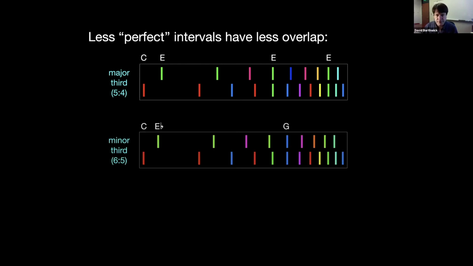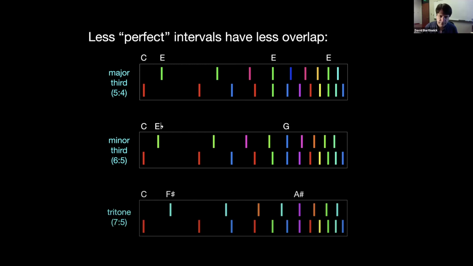You can see now we need to go up higher in the overtone series for there to be a match. And there are many, many more overtones that don't quite line up. And so as you go to more dissonant intervals, the reason intervals sound dissonant is because fewer and fewer of the overtones are matching. So for example, a tritone or an augmented fourth sounds like this.